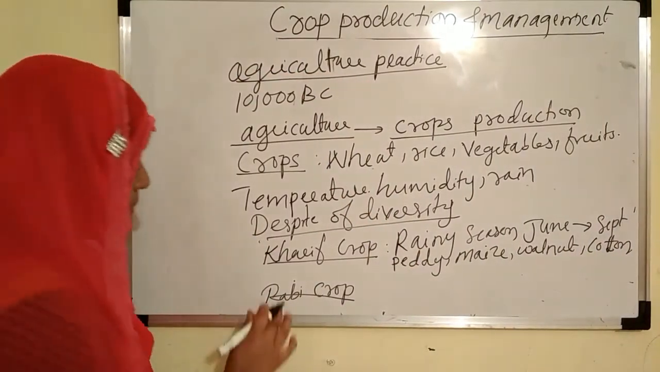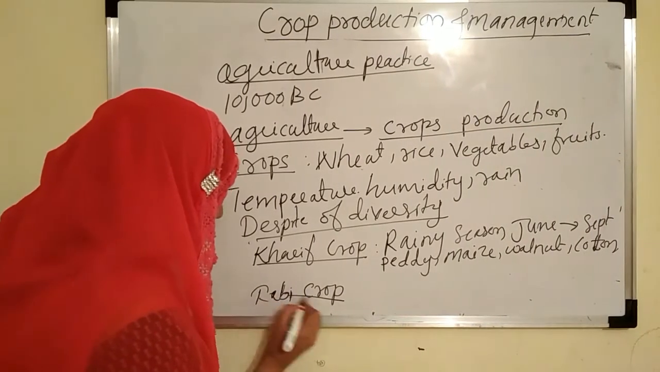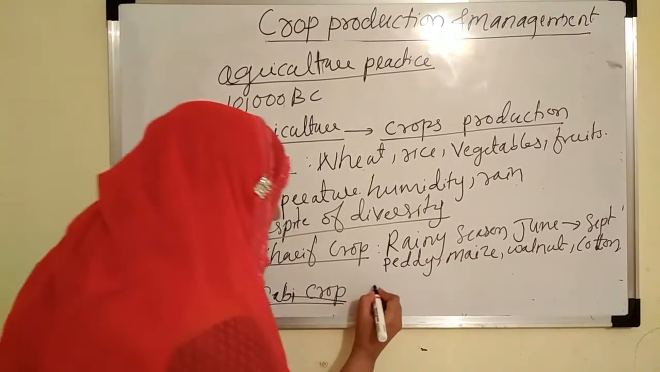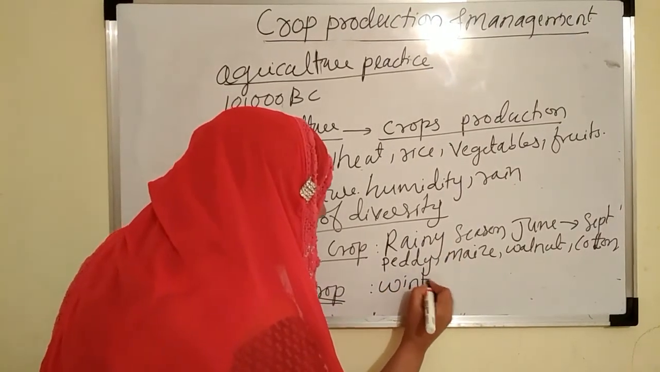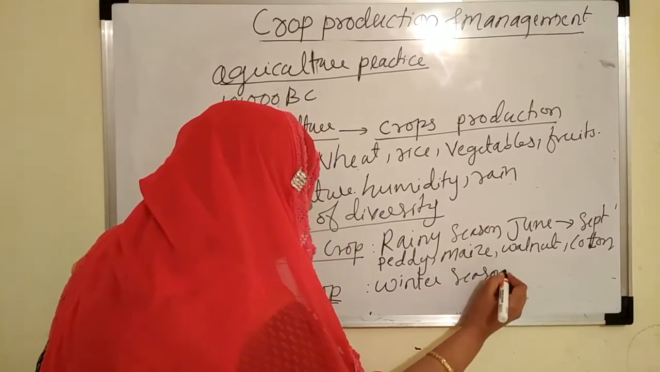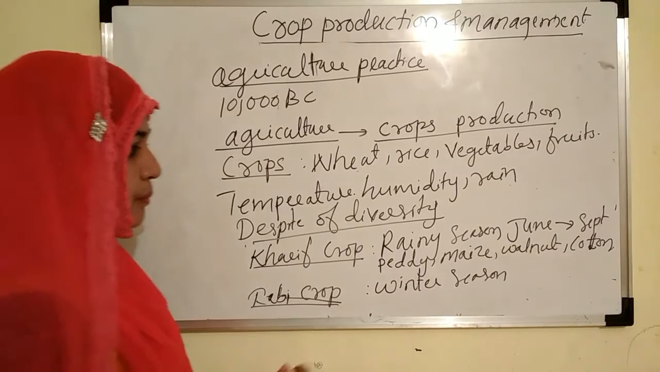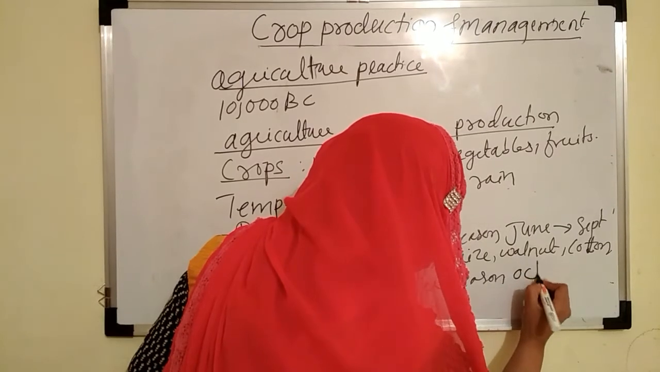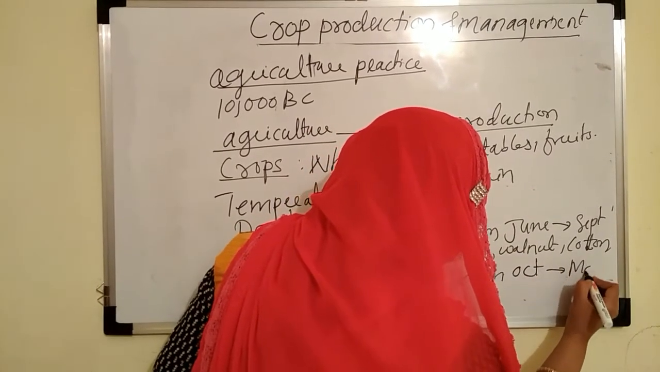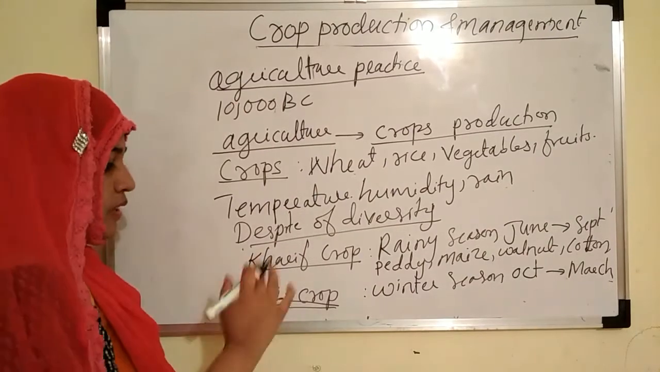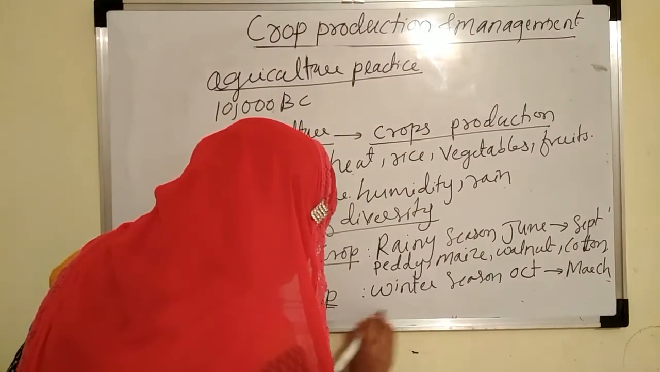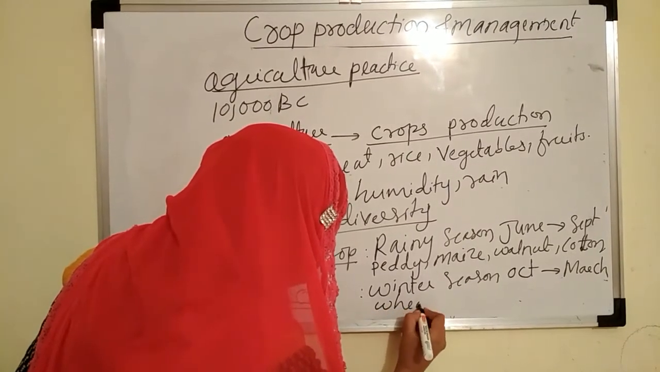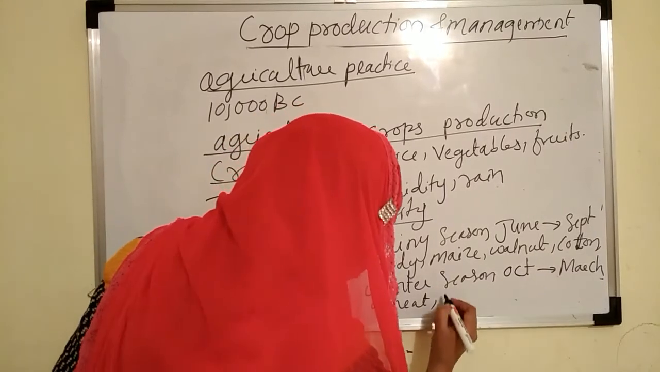Rabi crops. Rabi crop is generally grown in the winter season. If the crop is grown in the winter season, we can say the crop is a Rabi crop. It generally starts from October to March. The crops grown in this season are, for example, wheat, gram, etc.